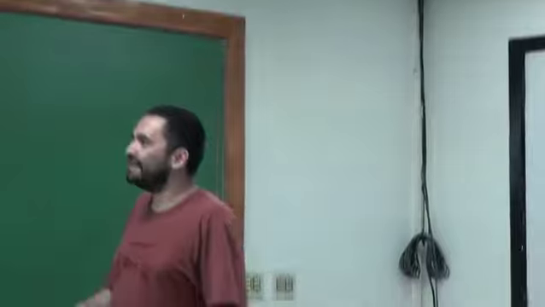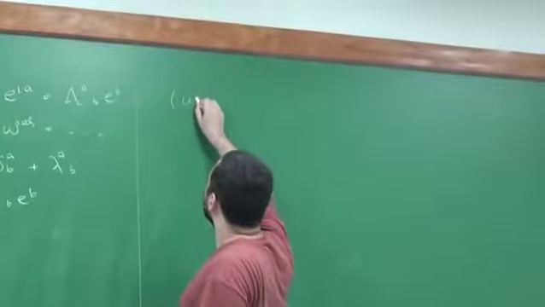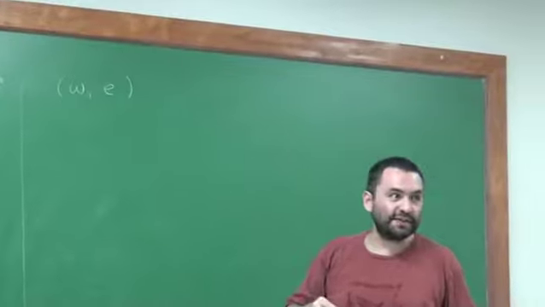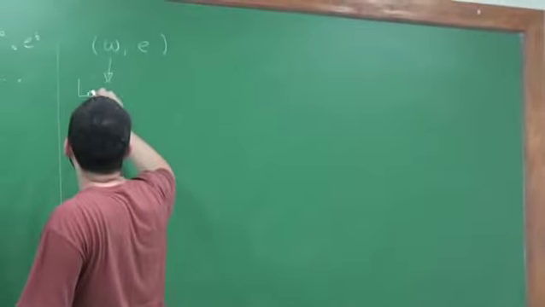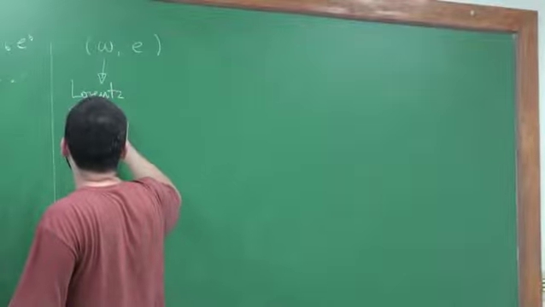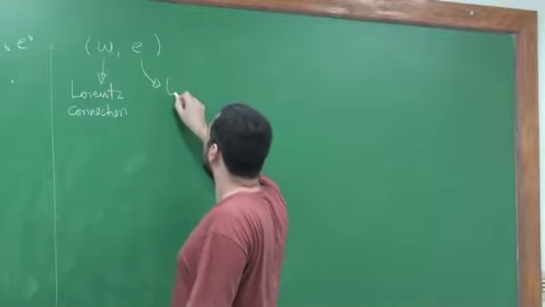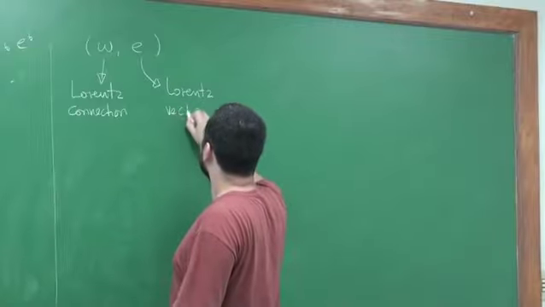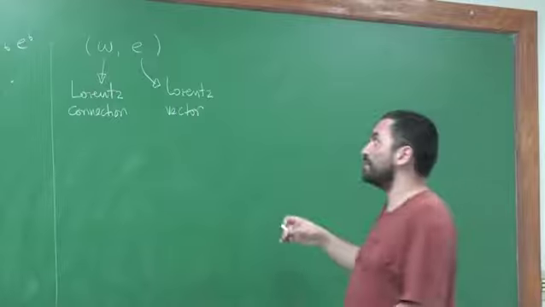Building here, I'm starting with a theory that has two fields. One is a Lorentz connection, and the other is a Lorentz vector. And we have invariance under Lorentz transformations.